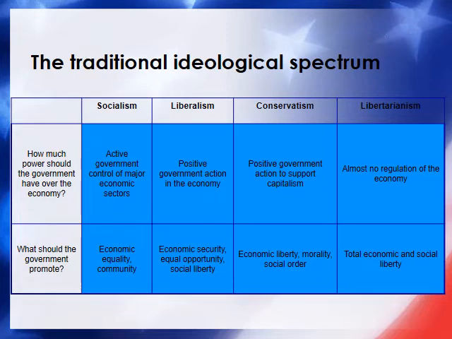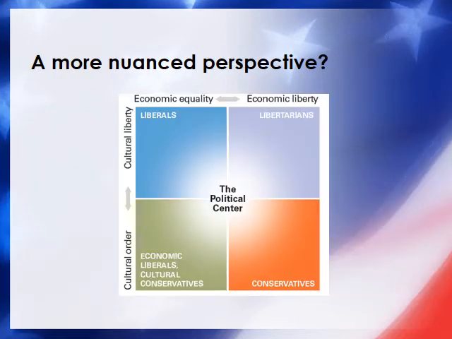Like I said, most of our actual political debates in the United States are between liberalism and conservatism. Sometimes politicians will call themselves libertarians or socialists, or call somebody else a libertarian or a socialist as a way to insult them. But most of our debate is between liberalism and conservatism. So the traditional spectrum falls a little bit short, and so this four-square grid might provide a little bit more nuance when it comes to ideology.